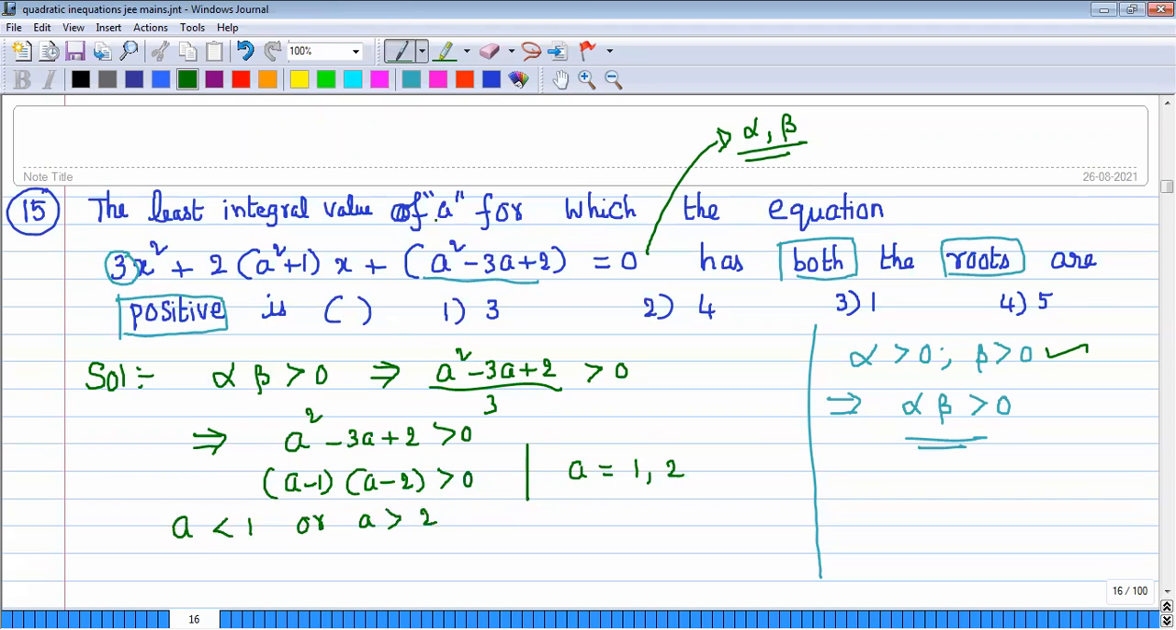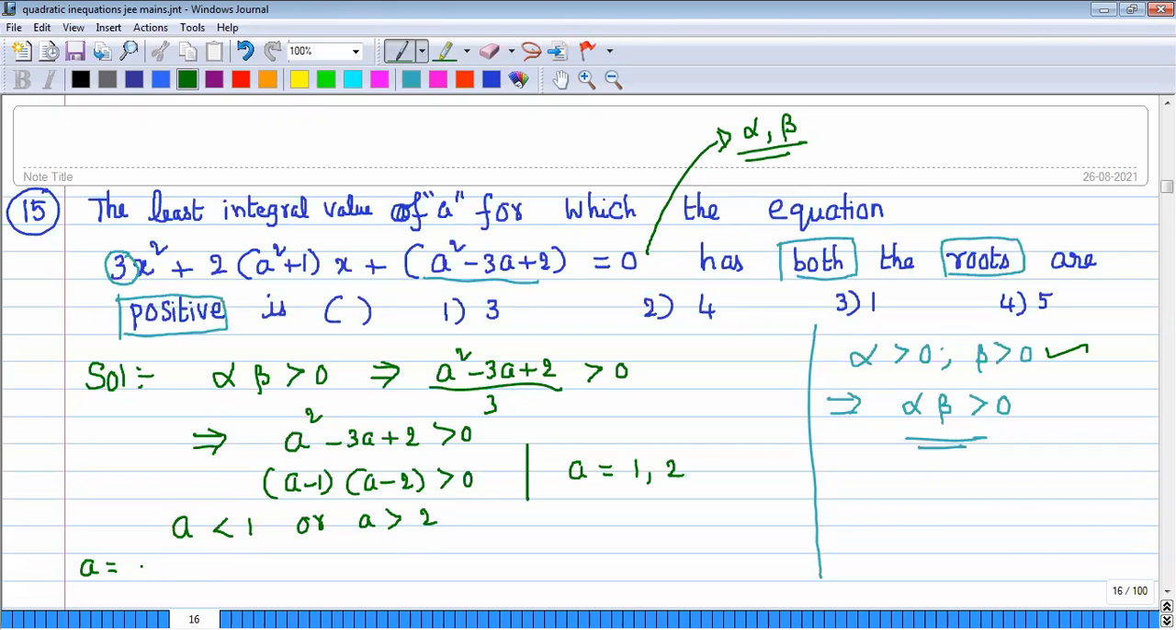So the least integral value of a, what do you write now here? Okay, a less than 1 or a greater than 2. That means what a values do you take now here? Both roots are positive. That means the a values will be like this.